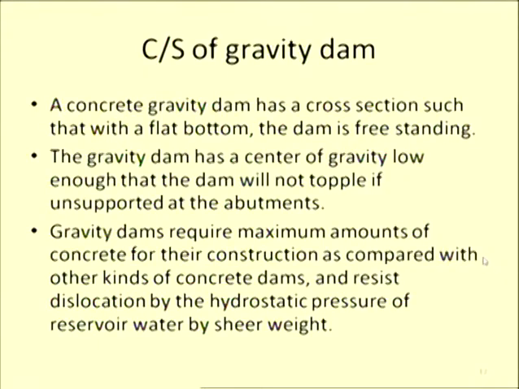What is the third point? The gravity dam requires the maximum amount of concrete for its construction as compared with the other kinds of concrete dams. We have seen many types of dams made with concrete. But when we construct others like a buttress dam, the requirement of total concrete is less compared to the gravity dam, as the gravity dam needs to be safe because of its own weight.